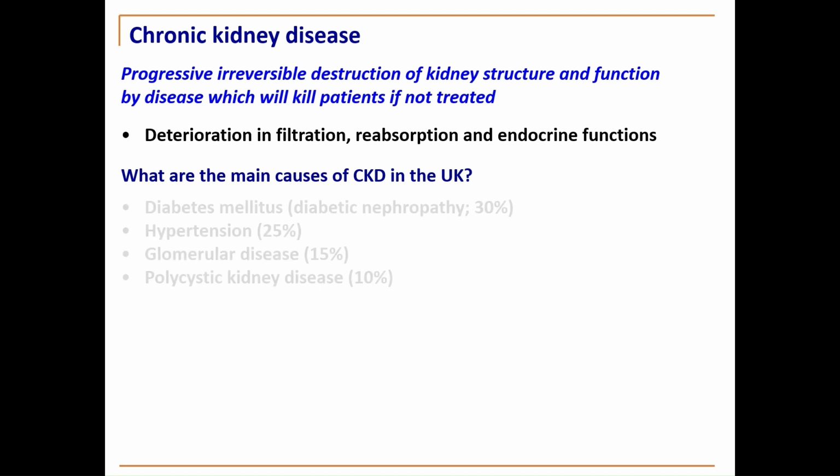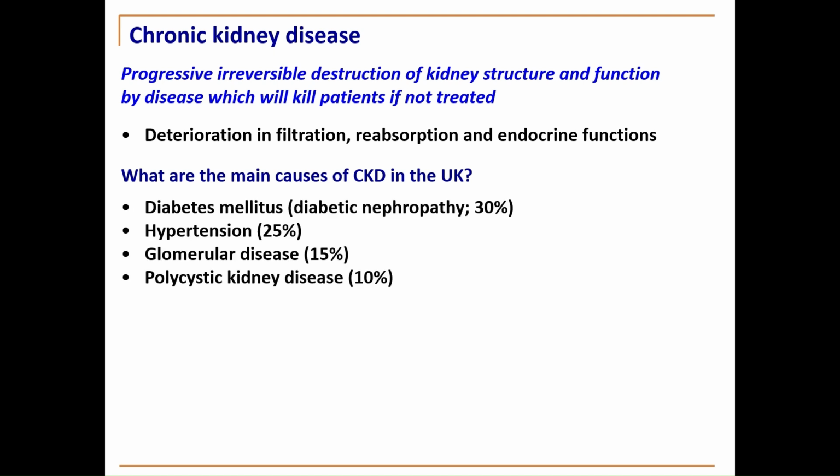So main causes, so about 30% is down to diabetes mellitus. So remembering diabetes mellitus is a buildup of blood glucose, and that chronic hyperglycemia damages glomerular capillaries, and that over time leads to what's called diabetic nephropathy and progressive loss of kidney function. You've got hypertension. So long-standing high blood pressure causes narrowing and scarring of the renal blood vessels, leading to hypertensive nephrosclerosis, so scarring, and that again reduces filtration.